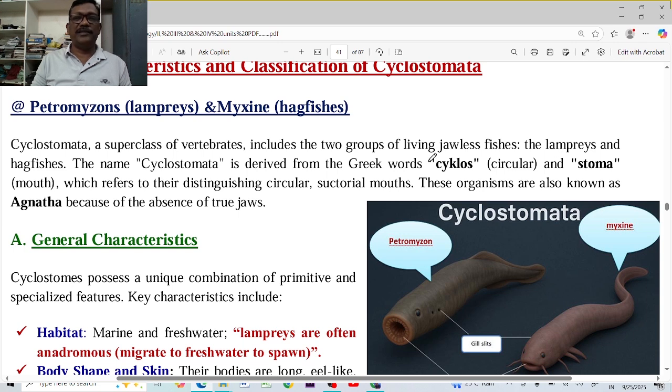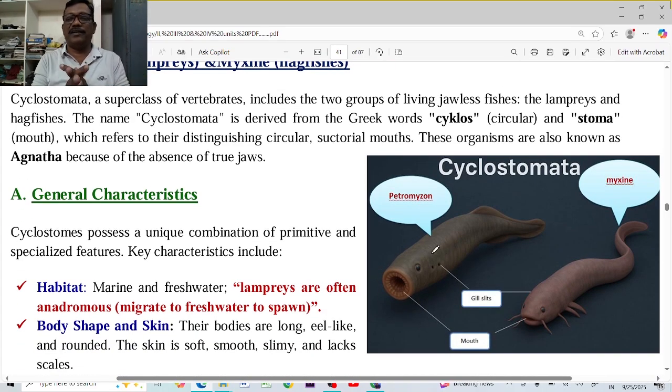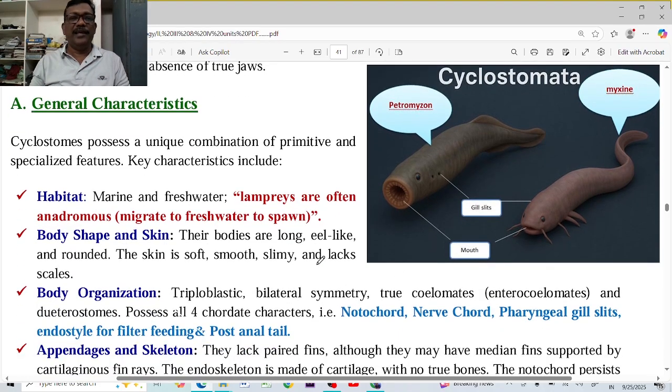Cyclostomata: cyclo means round, stoma means mouth. Here the mouth is round in shape, that's why these are called cyclostomes. These are craniata, the particular skull is present in this animal, but these are agnathans. They do not have any jaw in their mouth. Gnathostomes are next: fishes, amphibians, reptiles, birds and mammals are gnathostomes. But these are agnatha.